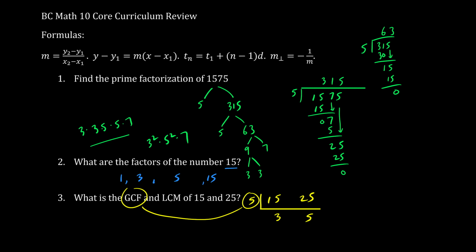Now to find the LCM, you just multiply all these numbers. What's 5 times 3 times 5? 5 times 3 is 15. 15 times 5 is 75. 5 times 5 is 25. 25 times 3, it's probably easier, is 75.